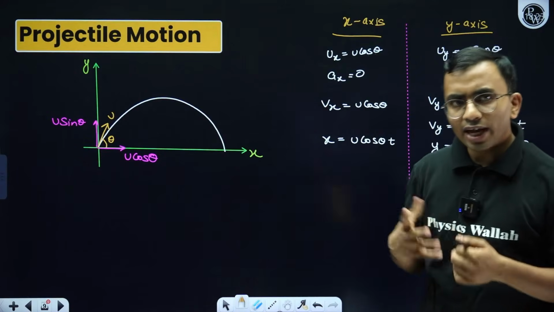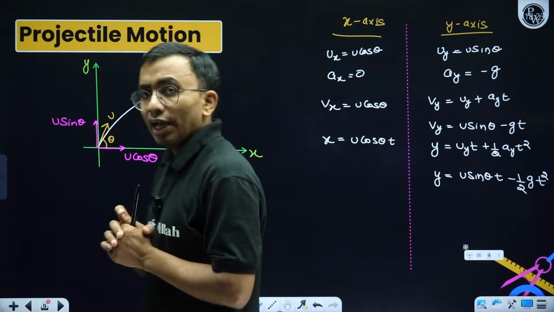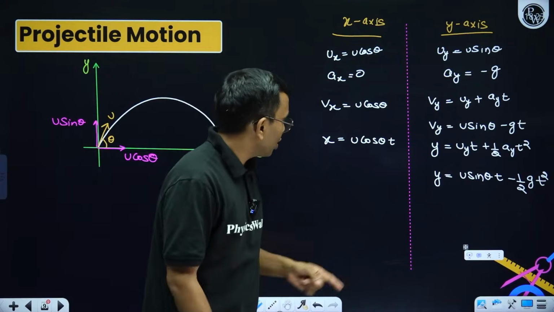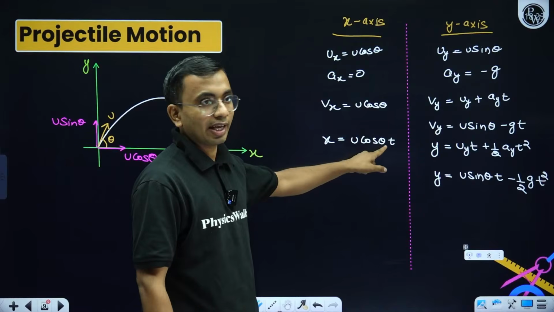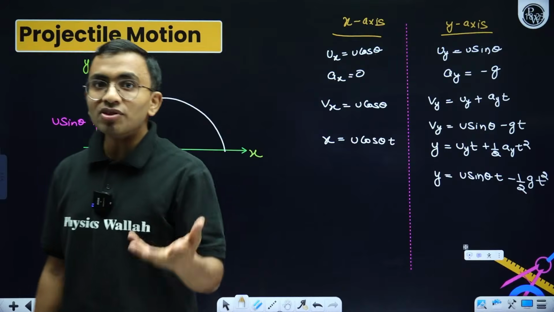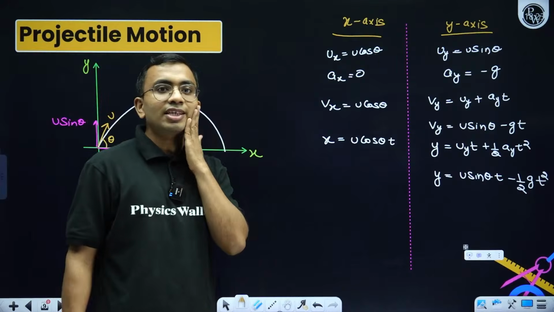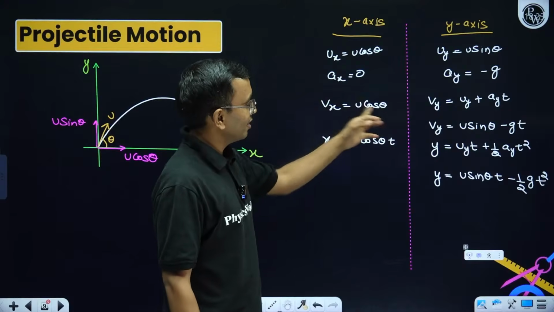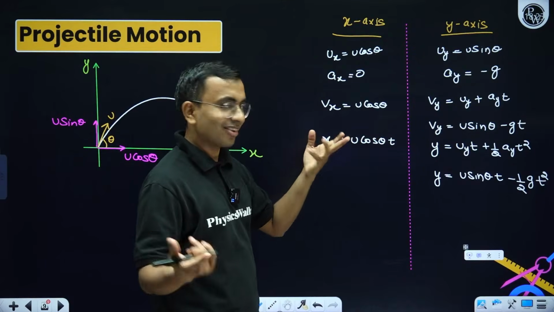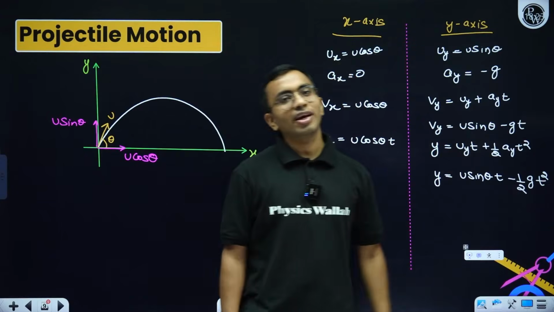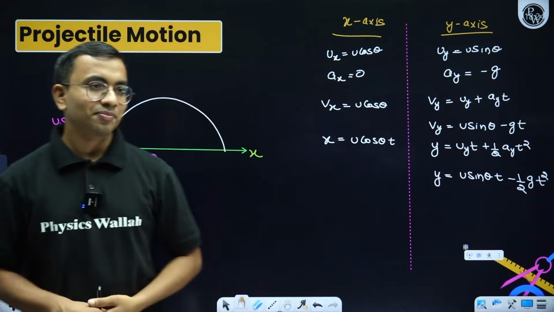I wrote the velocities and the coordinates, the position along the x-axis and the y-axis. Now at any time t, you can find any of them. If somebody asks where the particle will be after 1 second, put t equals 1 second here to get x, and put t equals 1 second here to get the y coordinate. If somebody asks what the velocity will be at t equals 2 seconds, put t equals 2 here to get the velocity along the x-axis, which is constant, and put t equals 2 here to get the velocity along the y-axis.